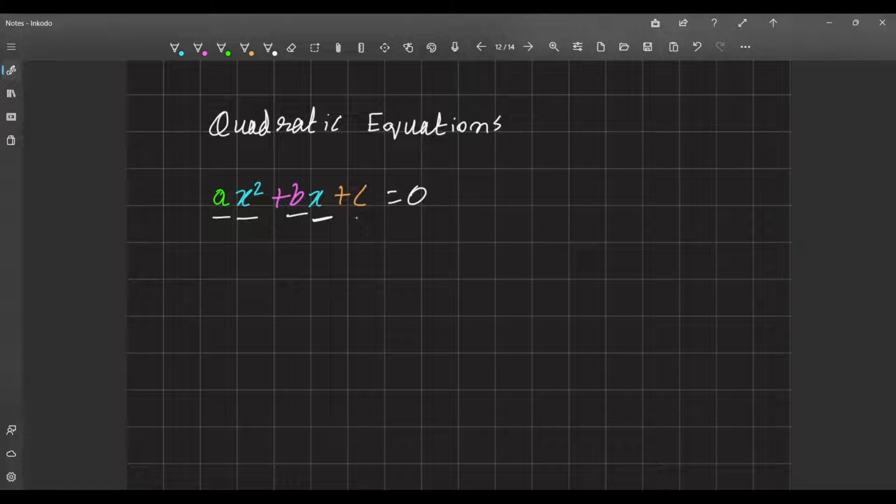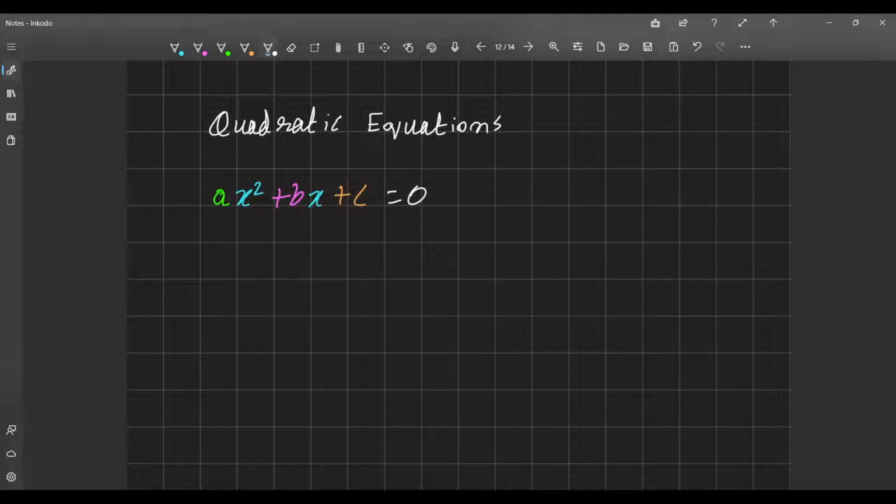Now, the meaning of solving a quadratic equation is getting such values of x that if we put those values in this equation, we would satisfy the equality. Since here we have 0 on the right hand side, we will also get a 0 on the left hand side. How do we get that? Now, we have three different methods to solve a quadratic equation.